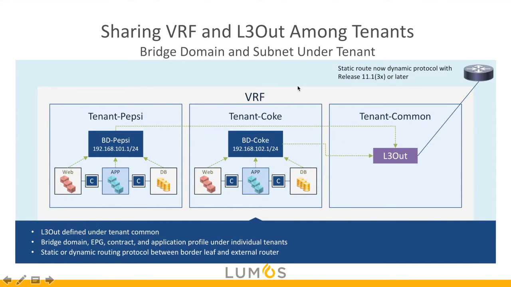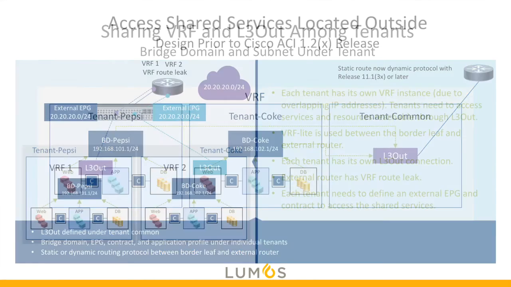Another way to do it is to have your bridge domains inside of the tenants, but we're going to share the L3 out, and that L3 out is going to have that routing protocol. So I think this is 1.3 and later. So the bridge domain, EPG contract, and application profile under individual tenants. The L3 out is the only one that's in a common tenant. So this might work out a little bit more smoothly for multi-tenant environments, even if it's just two different projects or two different groups in the same company.